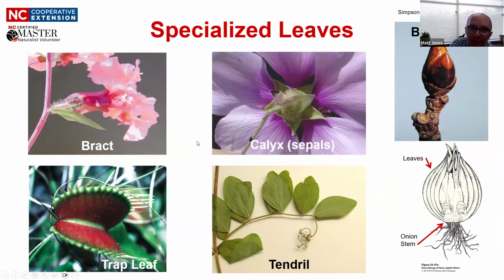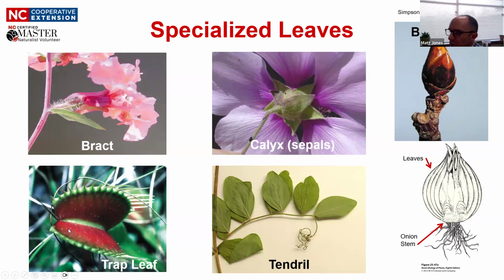So leaves can be modified into all sorts of different functions. A leaf modified at the base of a flower can be called a bract. You can make the case that all of the parts of a flower are developmentally kind of modified leaves and stems, but the most leafy-like part of the flower, that we'll learn in the next lecture, is called the calyx, collectively made up of individual sepals.